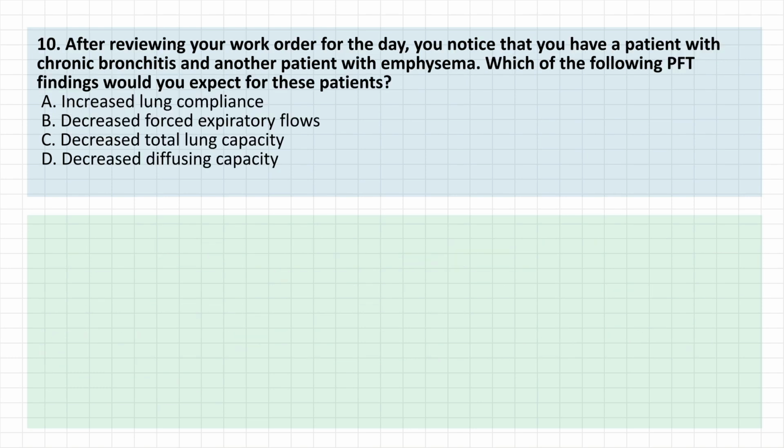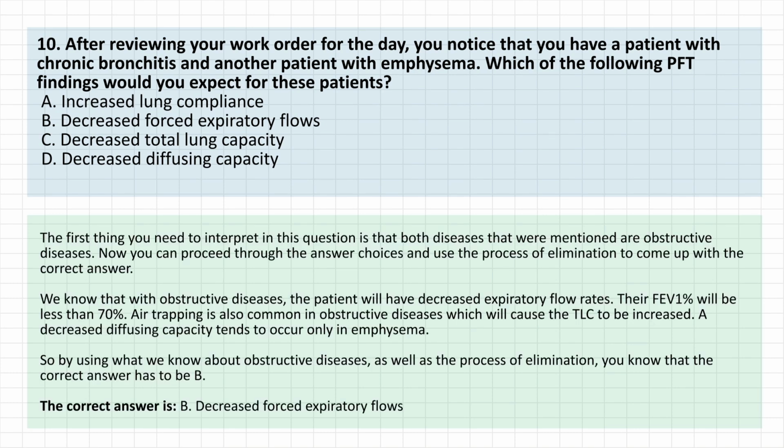10. After reviewing your work order for the day, you notice that you have a patient with chronic bronchitis and another patient with emphysema. Which of the following PFT findings would you expect for these patients? A. Increased lung compliance. B. Decreased forced expiratory flows. C. Decreased total lung capacity. D. Decreased diffusing capacity. The correct answer is B. Decreased forced expiratory flows.